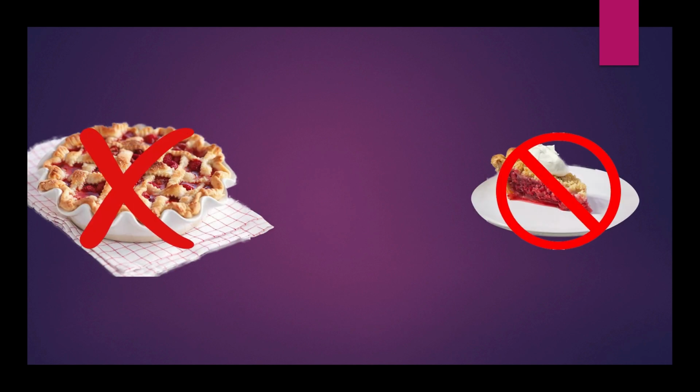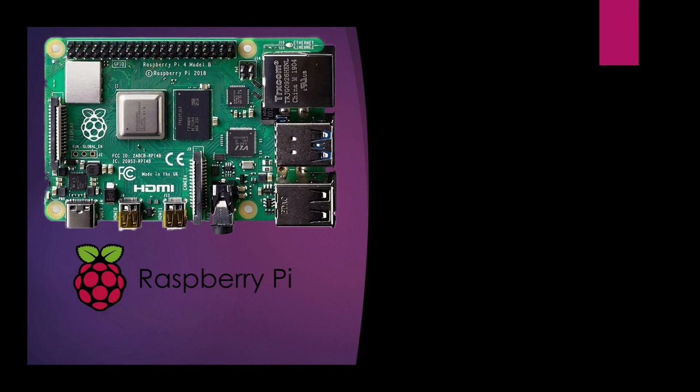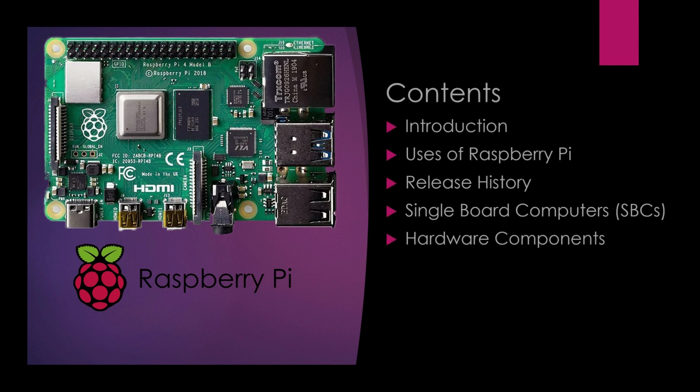Well, obviously it's not this. Here is how a Raspberry Pi board looks like. There are input ports, there are output ports, and many slots for connecting peripherals. We are going to discuss the hardware components on one of the Raspberry Pi boards, but here are other topics that will make up this video.